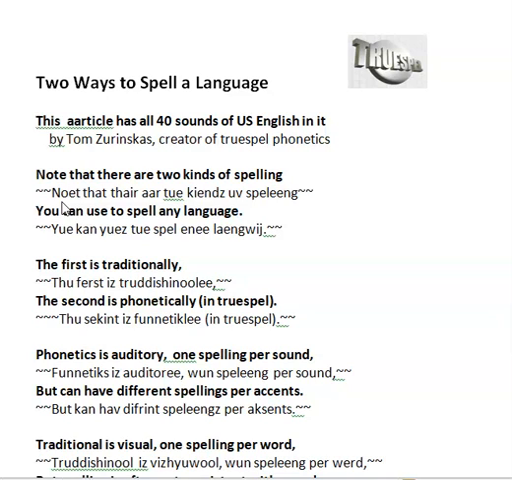It starts with, in Truespel, the Truespel is indicated by tildes, and you can freeze frame at any time to slow down and read these things. Note that there are two kinds of spelling you can use to spell any language. And by the way, all the phonemes of American English are in this article. The first is traditionally. The second is phonetically in Truespel.